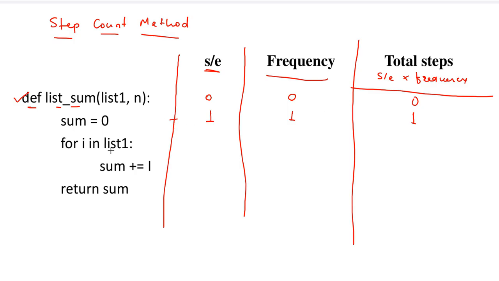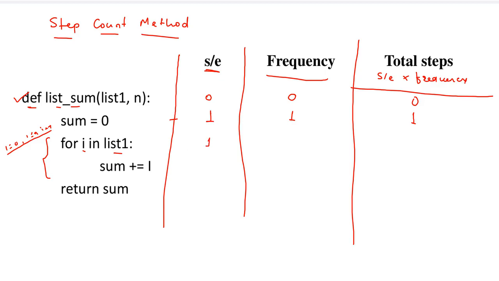Now here we are calling it a for loop. In other programming languages, this is a Python code. In C you would have i equal to 0, then i less than n, then i plus plus. Any other programming language will have some different syntax. So for i in list 1, how many times will this particular line be executed?